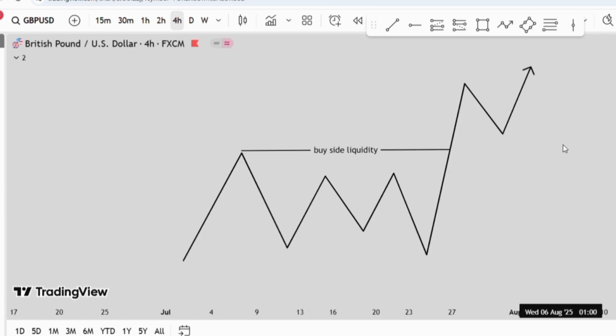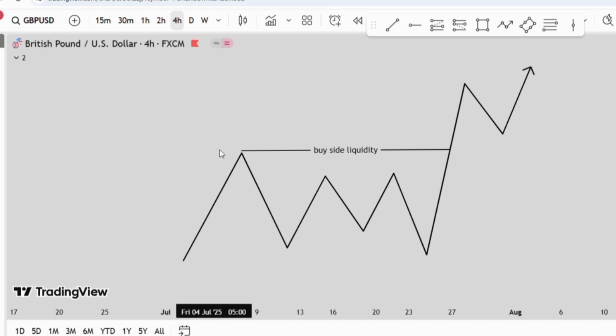Now, we have types of liquidity. Number one is the buy-side liquidity. The buy-side liquidity builds up around previous highs. For example, this is a previous high, after price has been ranging from here, and this is where liquidity is residing. So therefore, this is our buy-side liquidity.